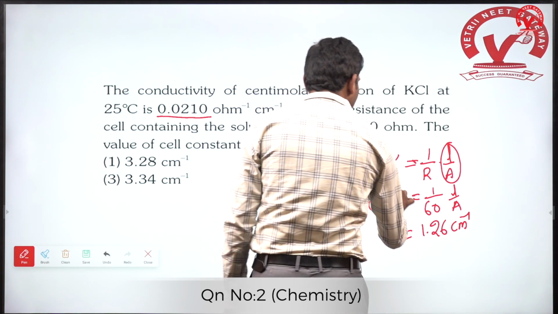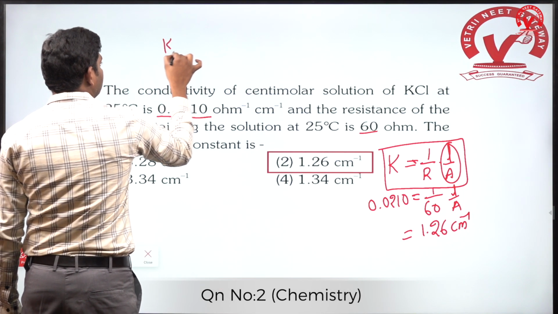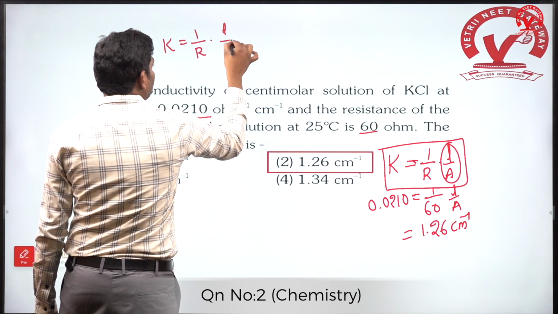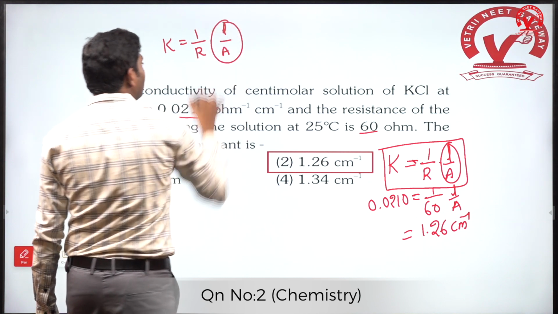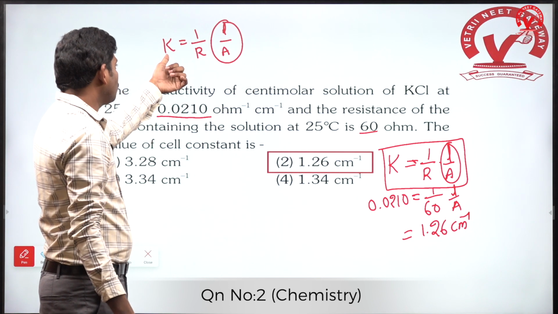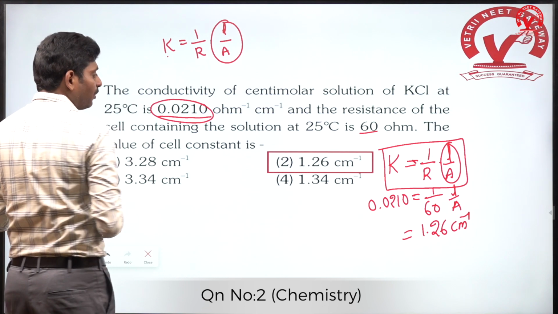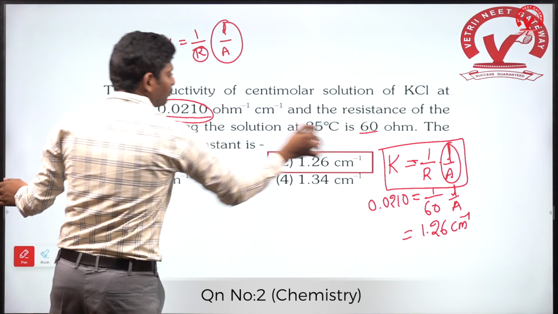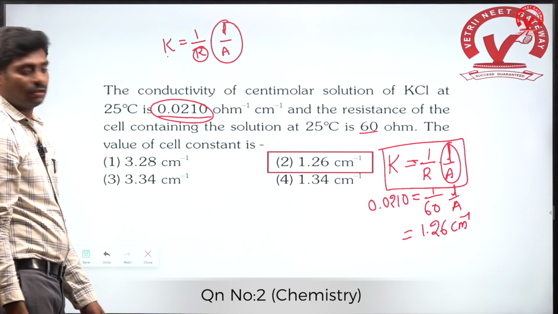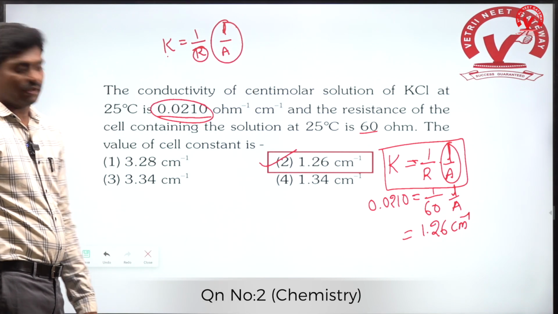So this is the formula. Conductivity is equal to, the main formula is this one: conductivity is equal to 1 by R into L by A. So this L by A is the cell constant. The derivation is already done. Conductivity is given as 0.2010, directly you can substitute here, and the R value you can substitute as 60, then you can calculate the cell constant L by A. So now the answer is 1.26 centimeter inverse.